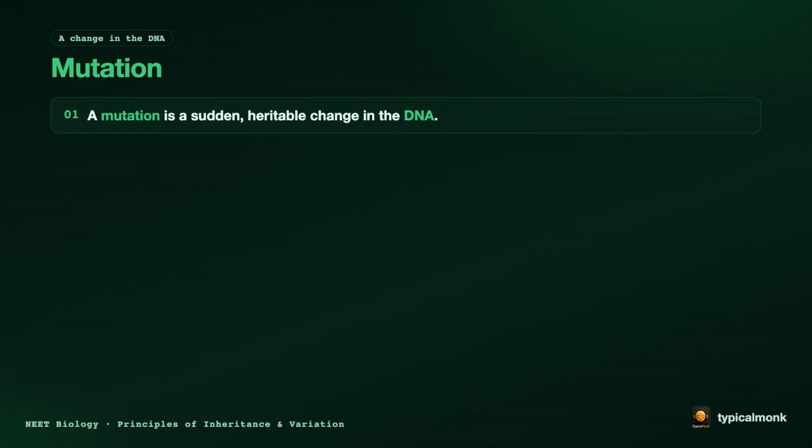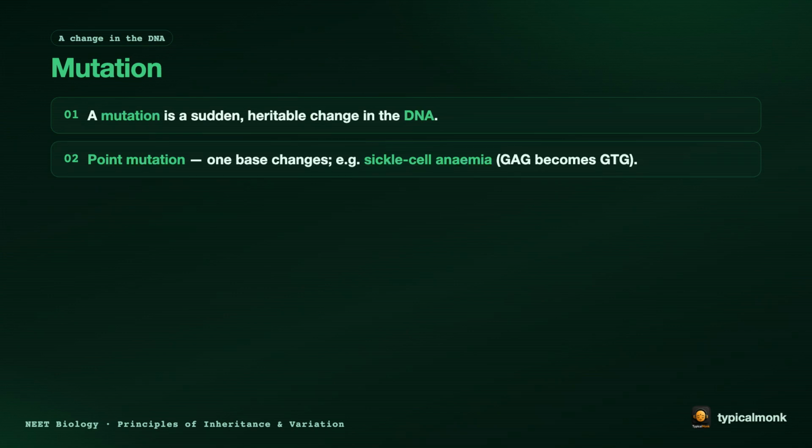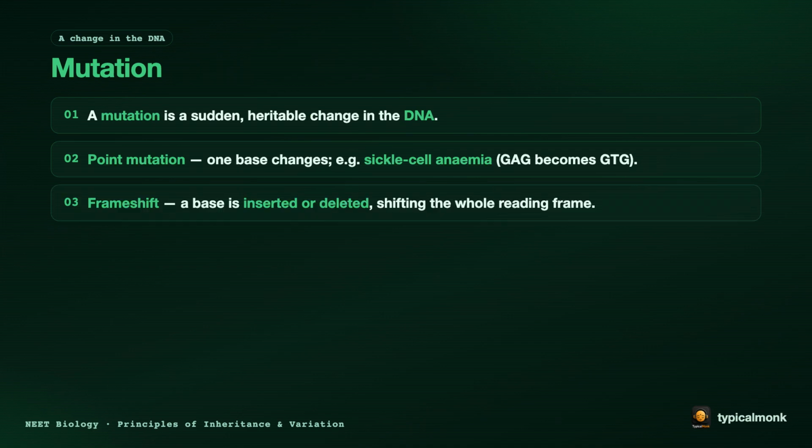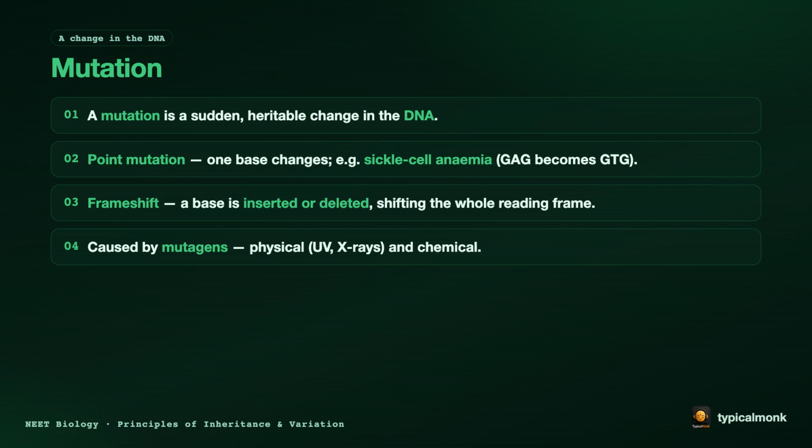First, mutation, that is, a change in the DNA. A mutation is a sudden, heritable change in the DNA. A point mutation, where a single base changes, like sickle cell anemia, where GAG becomes GTG. A frame shift, where a base is inserted or deleted, and the whole reading frame shifts. These are caused by mutagens, physical, like UV and X-rays, and chemical.